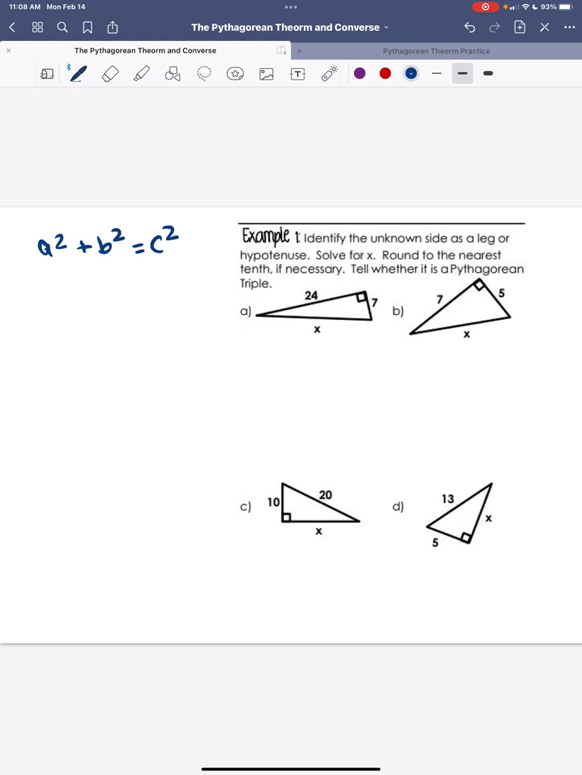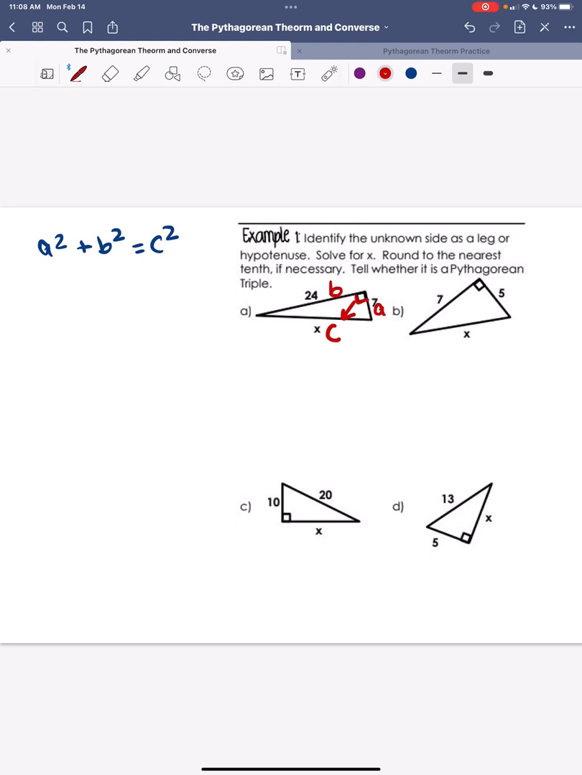Now remember that we said that the hypotenuse is always directly across from your right angle. So if this is the right angle of this triangle, if I go directly across, this is the hypotenuse, the longest side of the right triangle. Now I can label my other sides, which are the legs, and it does not matter which one you label A or B due to the commutative property. So I'm going to put this as A and this is B.